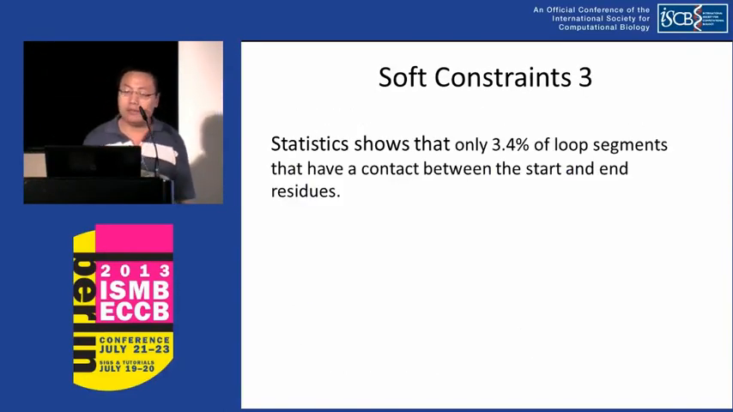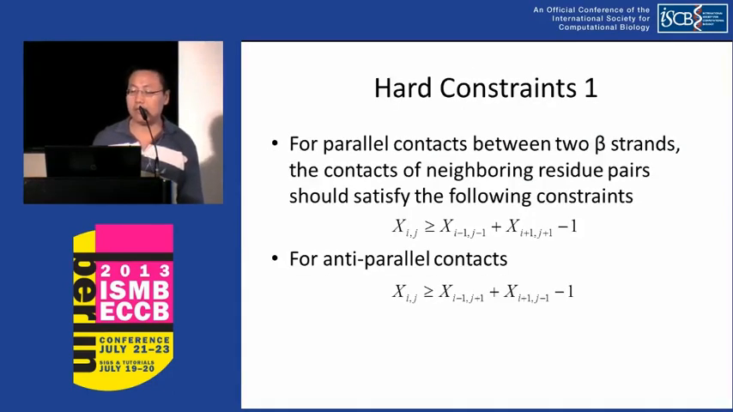And the third soft constraint is about the loop. Simple statistics also show that only about 3% of loop segments have a contact between the start and the ending residues. All these constraints are formulated as linear constraints. Then we add these linear constraints into our linear program. And we also have some hard constraints.